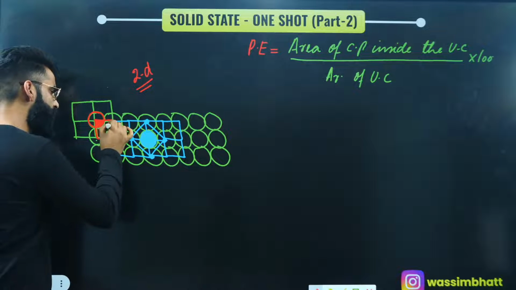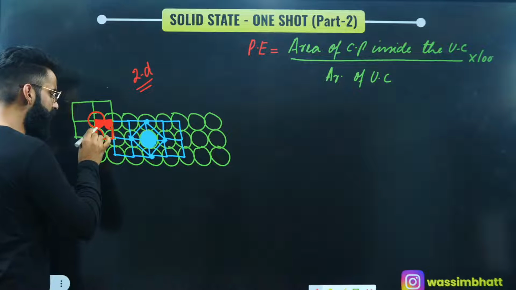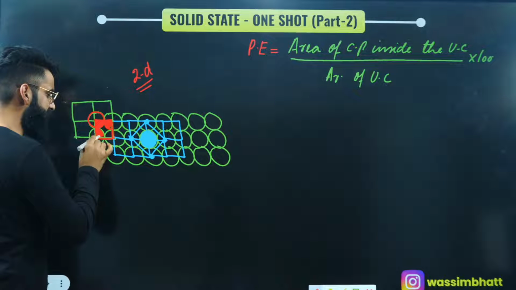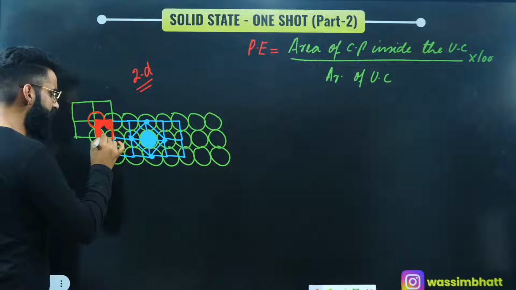Similarly, 1/4 of this constituent particle's area will be inside the square. And similarly, 1/4 of the area of this constituent particle will be inside the square, and the same for this one as well.